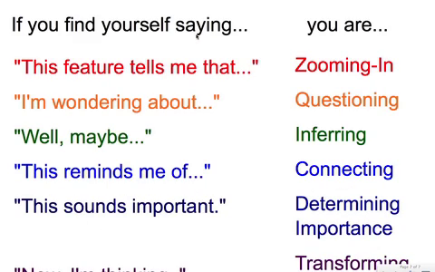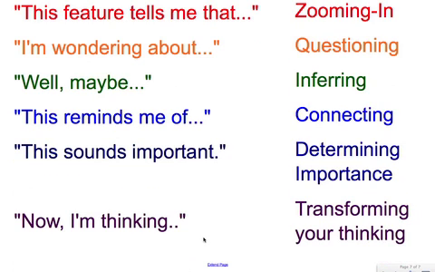Here's a handy guide. Red to red, orange to orange, green to green. If you find yourself saying, this feature tells me that, you're probably zooming in. I'm wondering about, that's questioning. Well, maybe that's inferring. This reminds me of, connecting. This sounds important. Well, that's determining importance. Now I'm thinking, well, that's transforming. So there's your intro lesson to the reading powers of nonfiction.